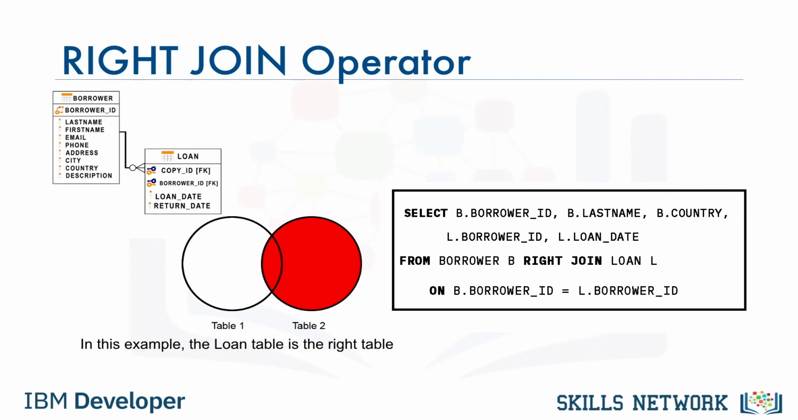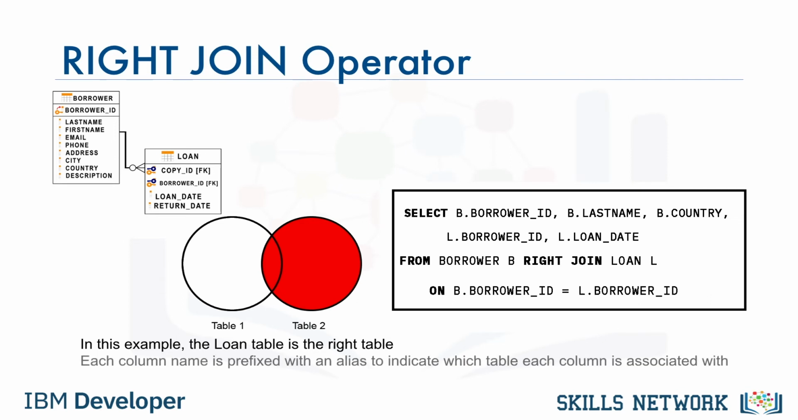This use of the letter B and the letter L is referred to as an alias. In this join, each column name is prefixed with either the letter B or L. This helps indicate which table each column is associated with. Using an alias is much easier than prefixing each column name with the whole table name.